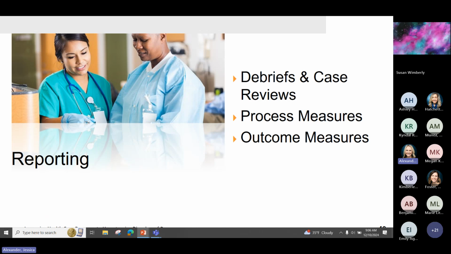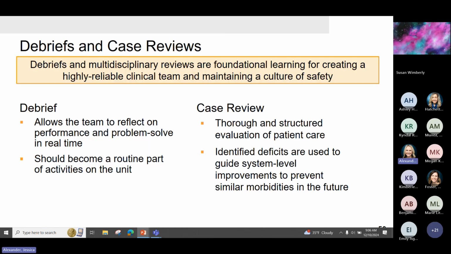So one of the last R's is reporting: debriefs, case reviews, process measures, outcome measures. I highly compliment UMC. I think they do an outstanding job in following up these cases, collecting data, and hopefully making changes in the future. Debriefs and multidisciplinary reviews are foundational learning for creating a highly reliable clinical team and maintaining a culture of safety. Debrief allows the team to reflect on performance, problem solving in real time, and should become a routine part of activities on the unit.